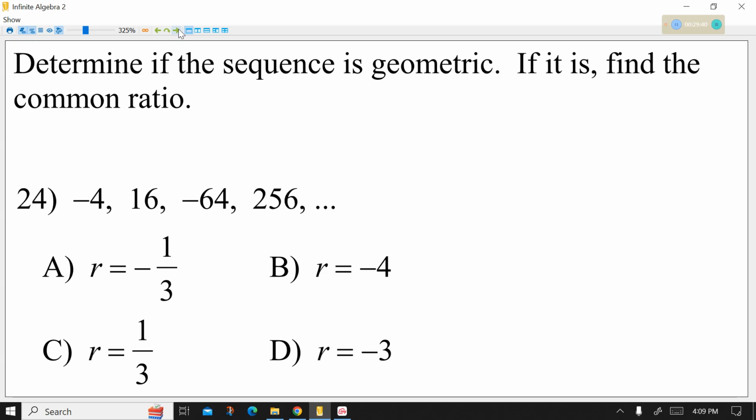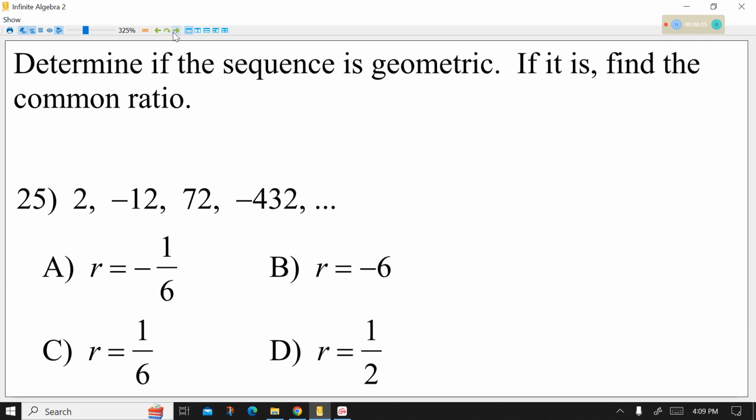For 24, you should notice that the signs are alternating. We have a negative and a positive, a negative and a positive. So in this case, we know our answer has to be a negative number. We have to make up our mind between B or D. But we know it can't be D because negative 3 times negative 4 does not make 16. So we know it's not this one. Then we can verify that negative 4 times negative 4 does make positive 16. And if we keep multiplying by negative 4, we'll see that this is in fact the right value. So we can be confident that the answer is negative 4.